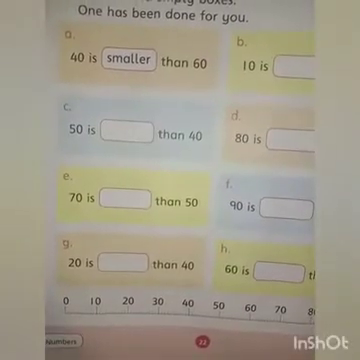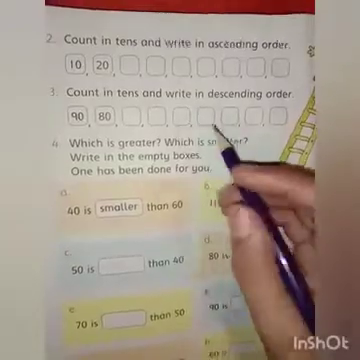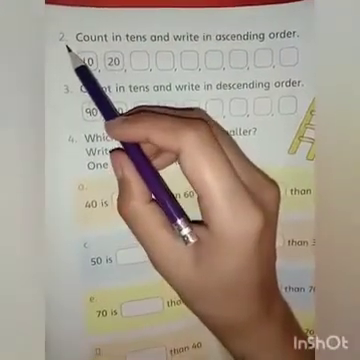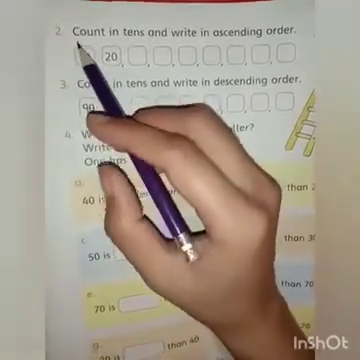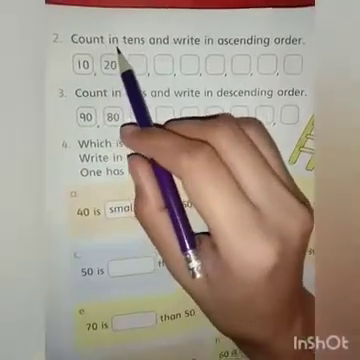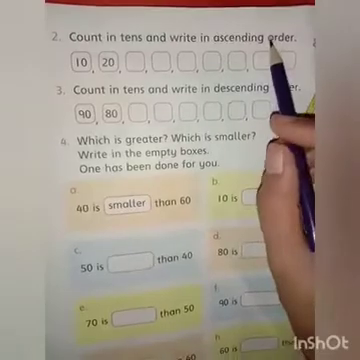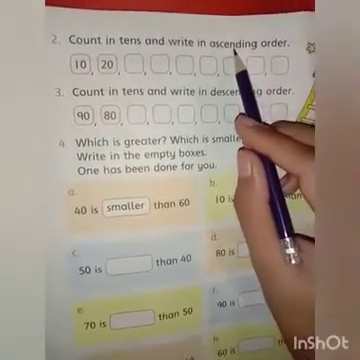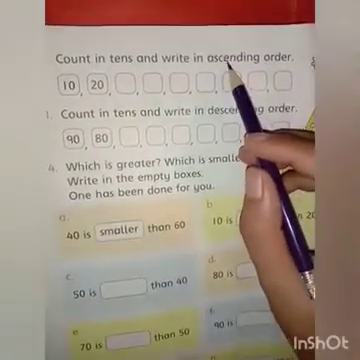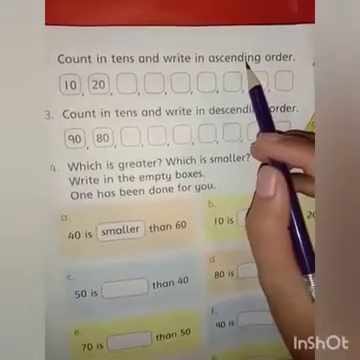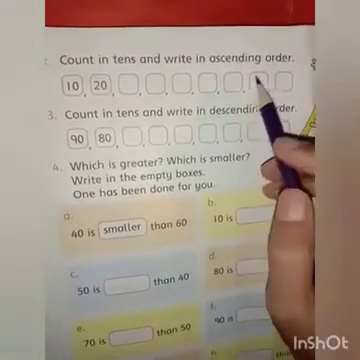Here we have page number 22. At page 22, here we have question number 2. And the question is, count in tens and write in ascending order. Students, you learned about ascending order before. Today, we are going to revise ascending and descending order.